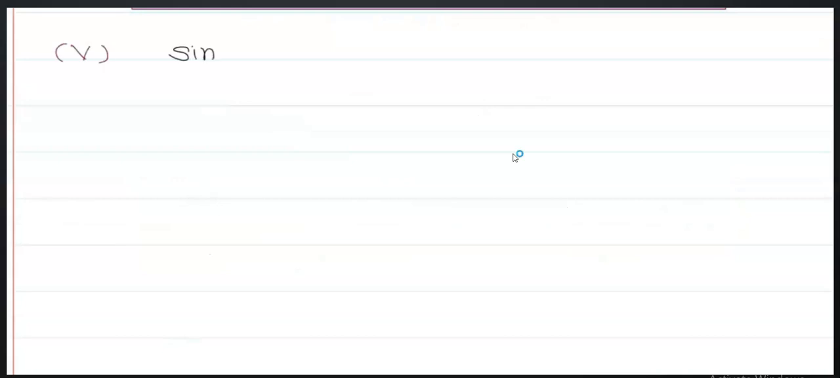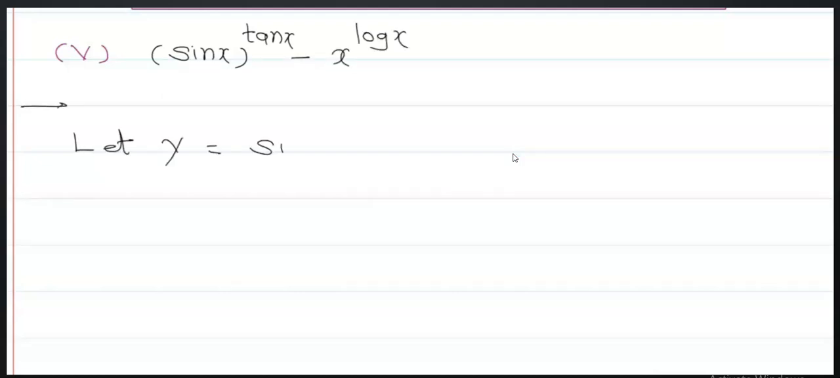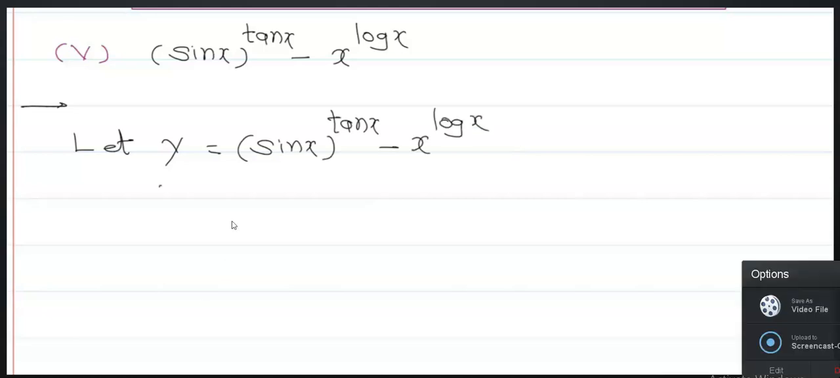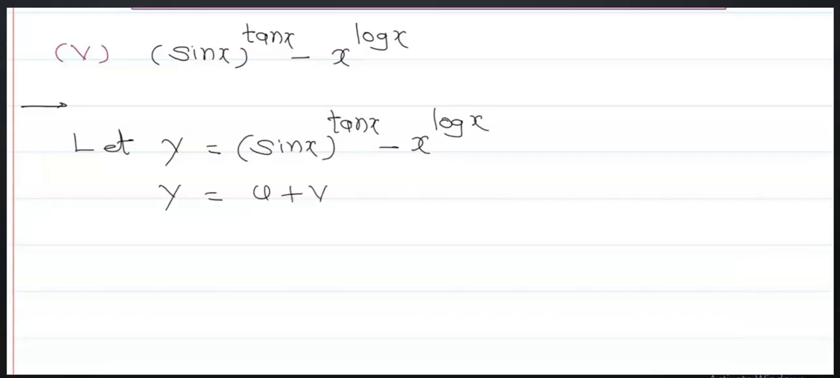Fifth one: y is equal to sin x raised to tan x minus x raised to log of x. This type of example is asked in exams. Now we'll substitute this as u and v, and then take log separately, independently, and find their differentiation. Therefore see here, y is equal to u minus v.